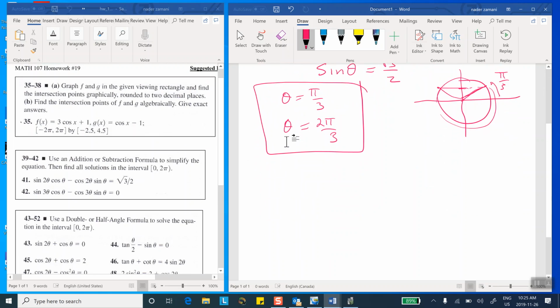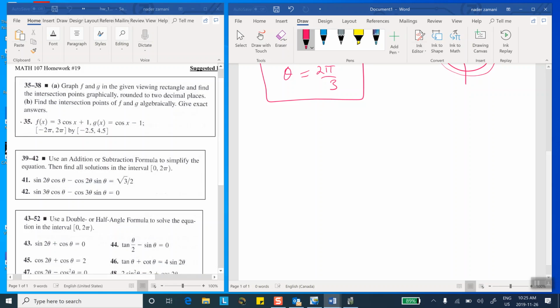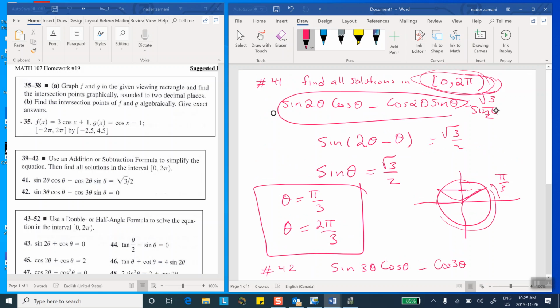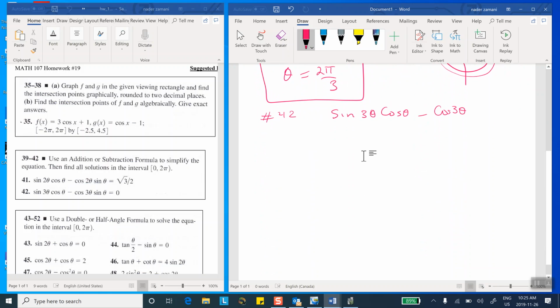Okay, let's do number 42 along the same line. So this is number 42: sine of 3 theta cosine of theta minus cosine of 3 theta sine of theta equal to 0. Now, once again, that same formula tells you that this is sine of 3 theta minus theta. Go look at your formula, sine of u minus v. So it's equal to that, or sine of 2 theta equal to 0.